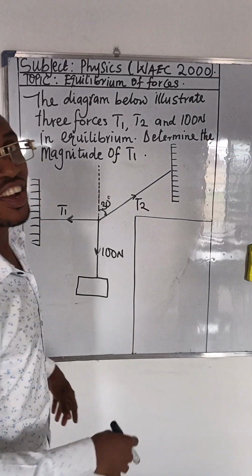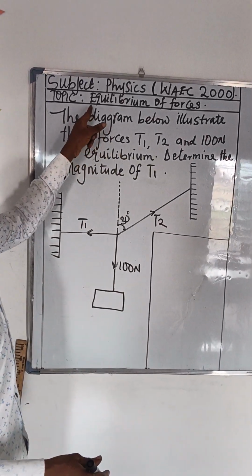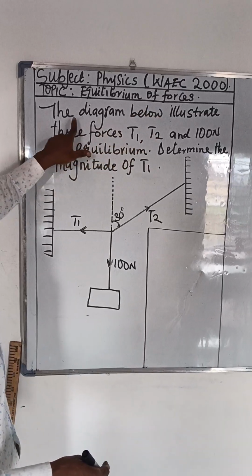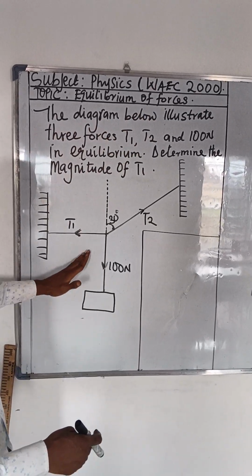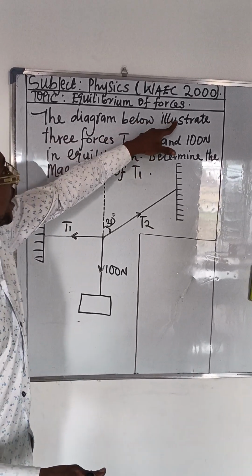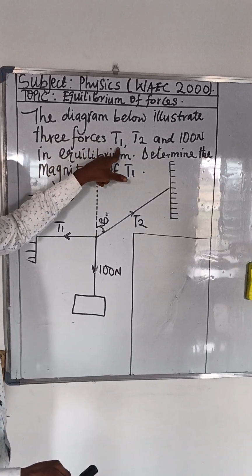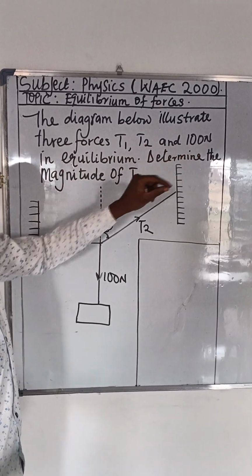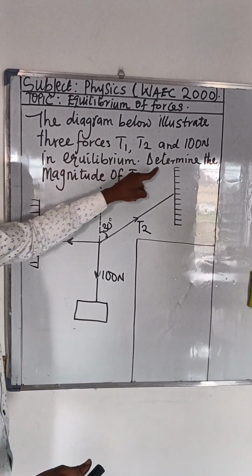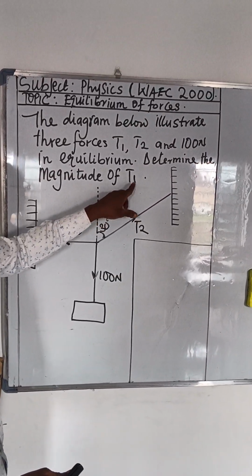All right. Now let us look at this question here. Equilibrium of forces. The question said: the diagram below illustrates three forces T1, T2, and 100 Newton in equilibrium. Determine the magnitude of T1.